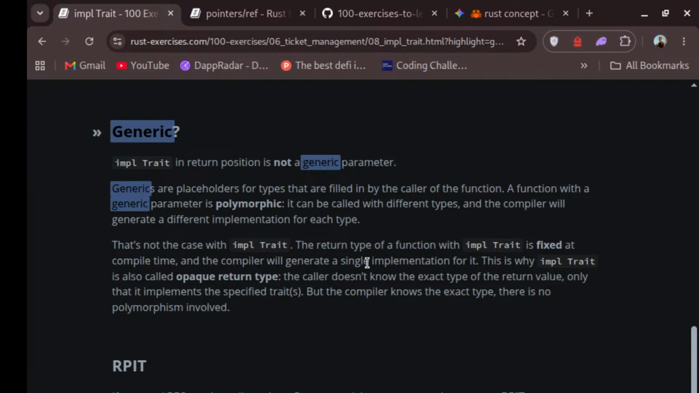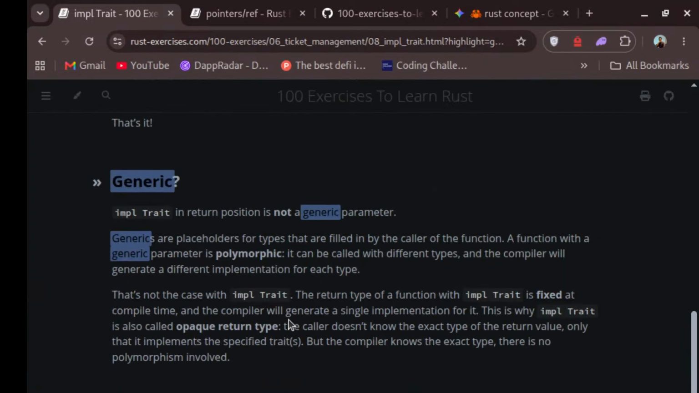Generics can be very critical if you are new to Rust, and like me, I saw some exercises and they are pretty confusing. So if I describe generics, what is generics? Generics are placeholders for types, filled in by the caller or function.